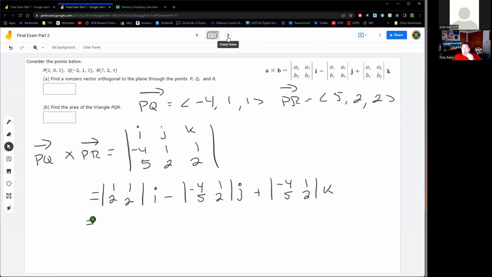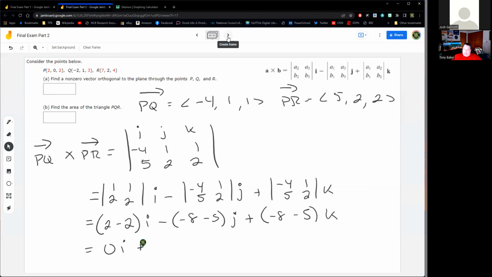So I got 2 minus 2 I, minus -8 minus 5 J, plus -8 minus 5 K. So I've got 0 I plus 13 J and minus 13 K. So this cross product is 0, 13, -13. So that is my non-zero vector.